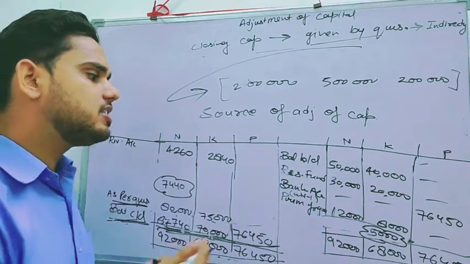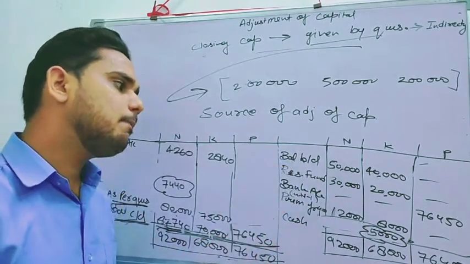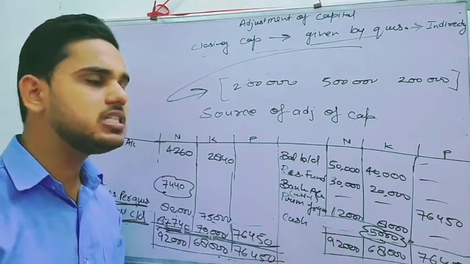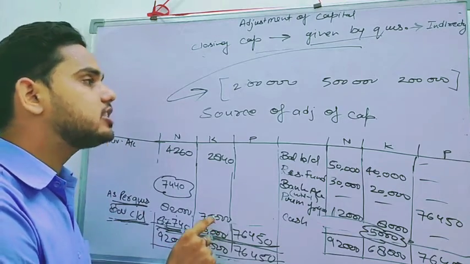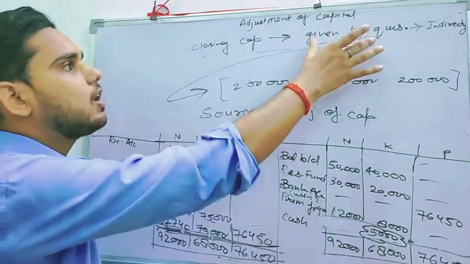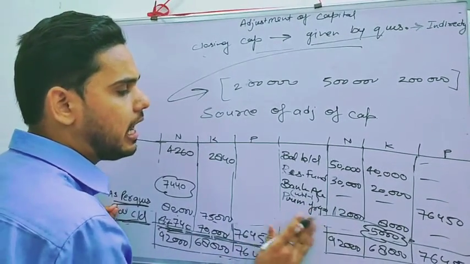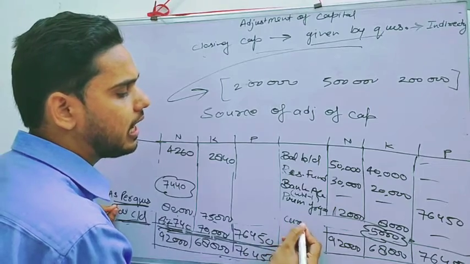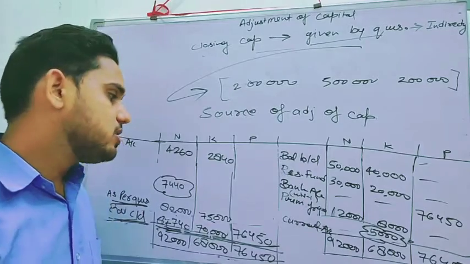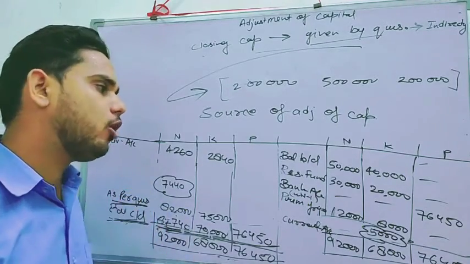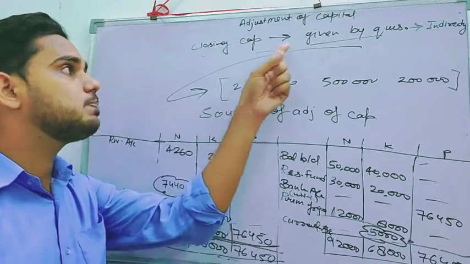Now that could be adjusted either from cash, meaning K brings 5,000 as additional capital, and in that case his closing capital will become 75,000 as required by the quotient. Or we can adjust this through the current account, meaning we can open K's current account. The same things will apply for N also. N's closing capital should be 80,000 as per the quotient.